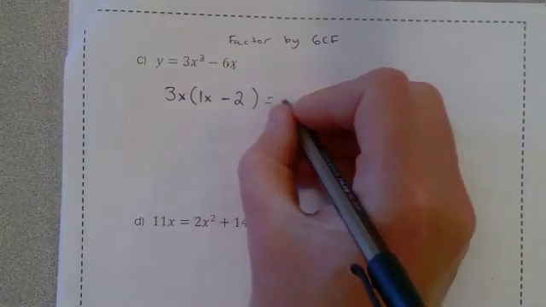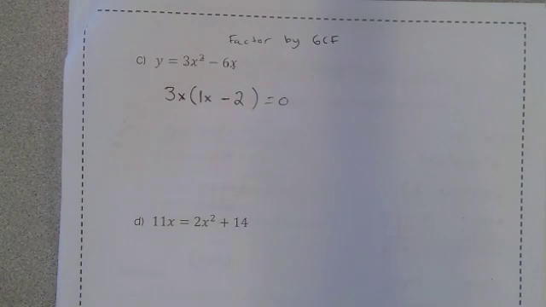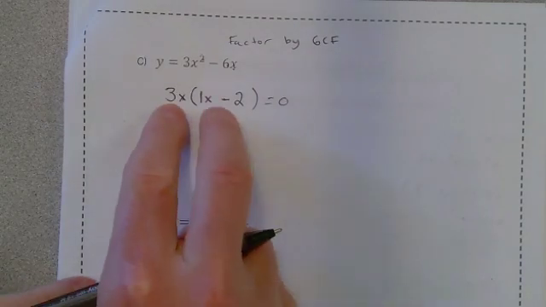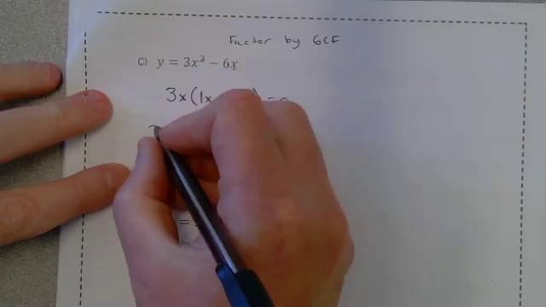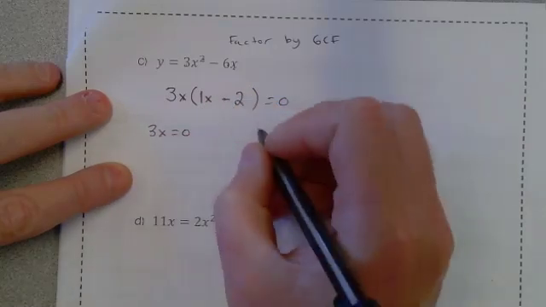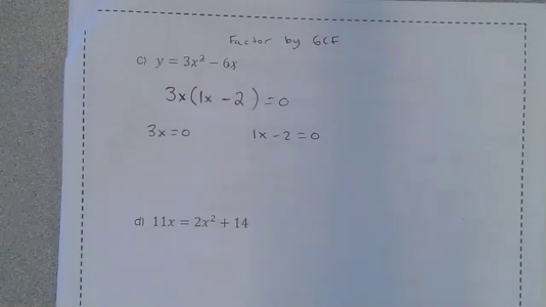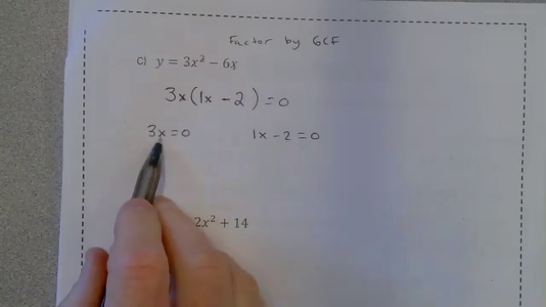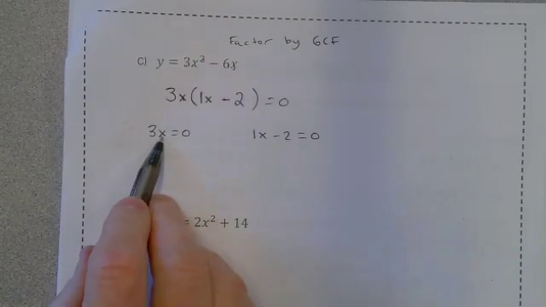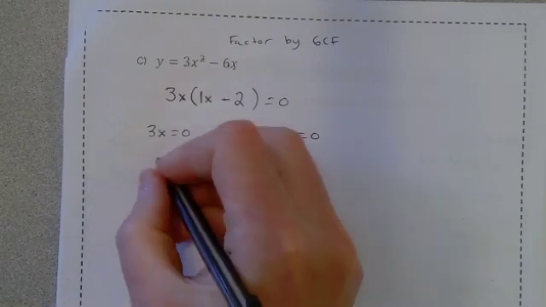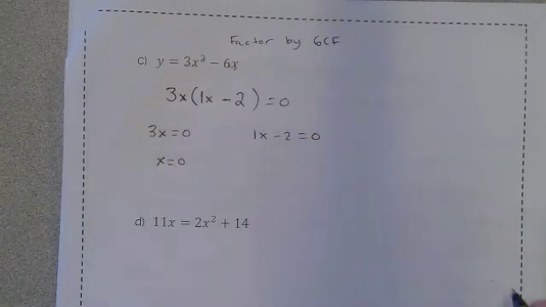So now I'm going to set this equal to 0 just like we did. And now I'm going to take each of these parts and make them equal to 0. 3x equals 0. 1x minus 2 equals 0. Well, this first one's pretty apparent. The only thing x could be is 0 because 3 times 0 is 0. So x is 0 here.